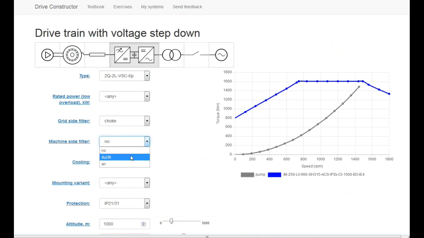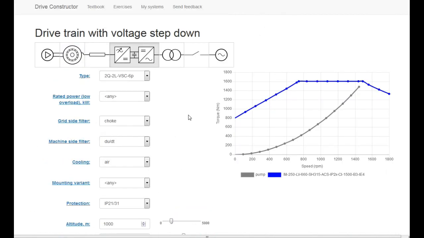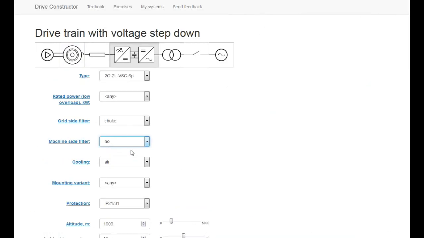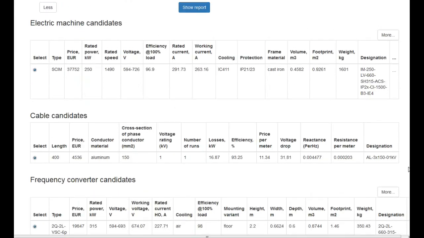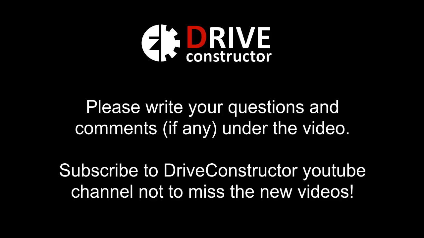Another aspect is a filter. With such a long cable, if you have read the textbook, you know you need to use a dU/dt filter, and this filter is going to cost. So the price of the frequency converter, you see, is higher than before. Just to compare again, 21,000 with the filter and 90,000 without the filter. So quite a considerable difference. From the previous exercises, you know how to choose the frequency converters and the transformers. That's why I wanted to focus on the cable and the filter aspects of this exercise.